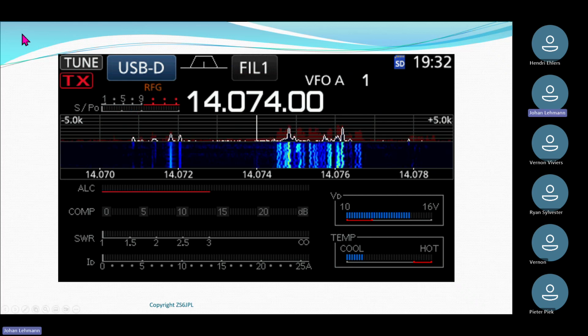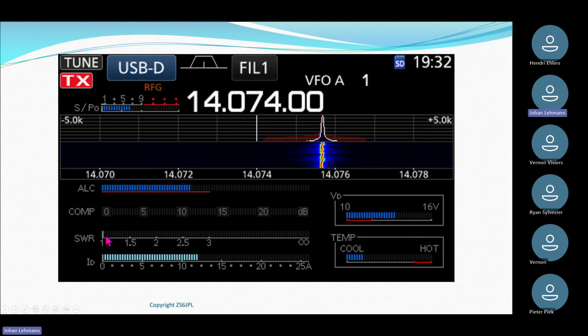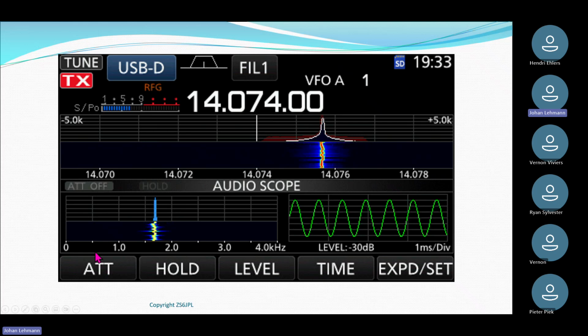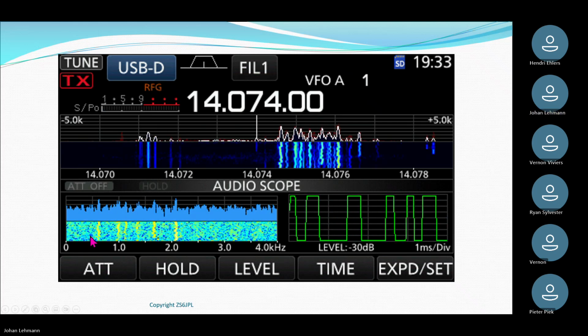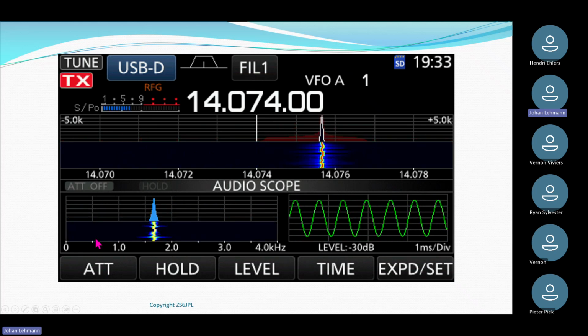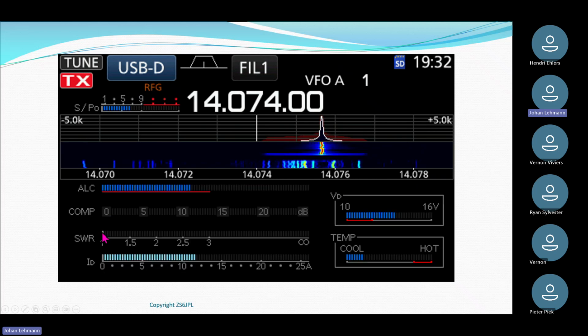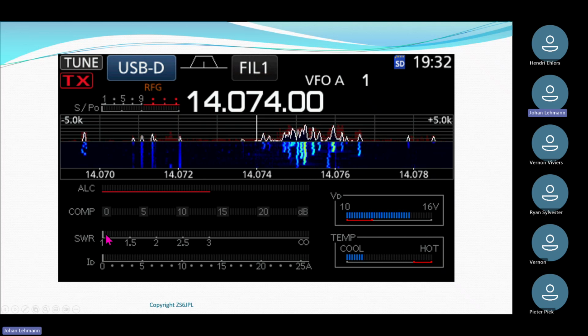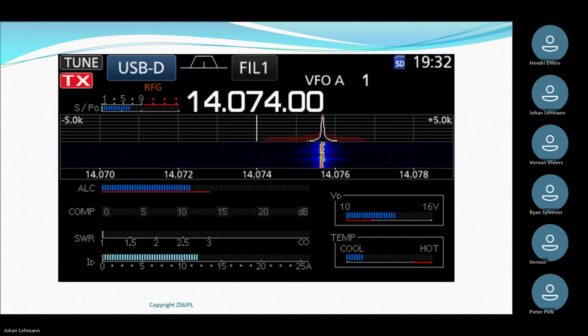And here is my reflection of my antenna. So this is a very good antenna. It's not giving any reflection back to the transmitter. Otherwise, it would have shown up on the graph when he's transmitting. Let's just go back. You see, SWR, there's nothing there. So it's a beautiful antenna that this guy's got.